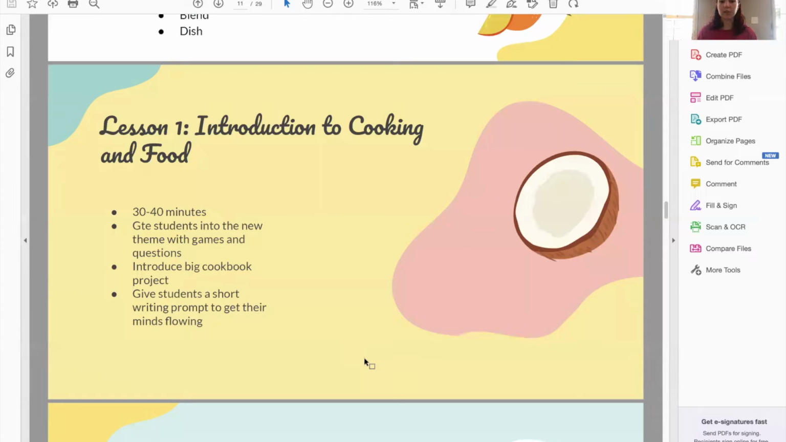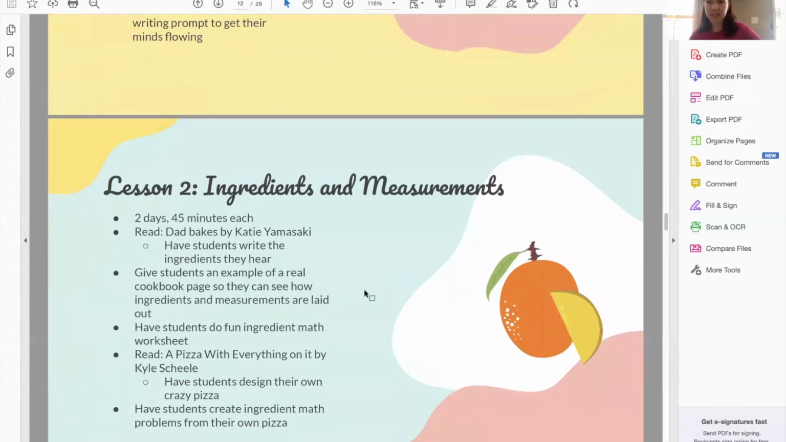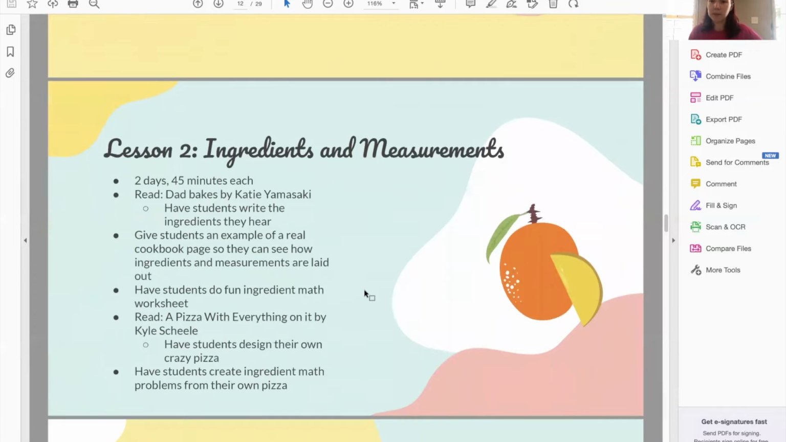Then we have introducing the cookbook project idea for them, and then giving students a short writing prompt to get their minds flowing. Something like, what's your favorite home cooked meal and why? They write for 7 minutes or so, just to get their brains flowing with food ideas. And this whole time they're going to be thinking of dishes that they want to write about, so might as well start then.